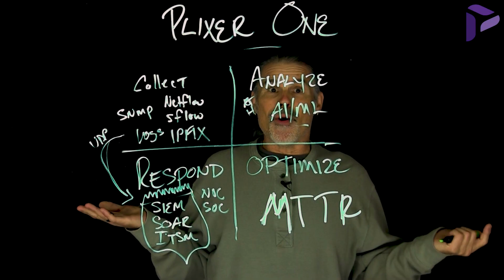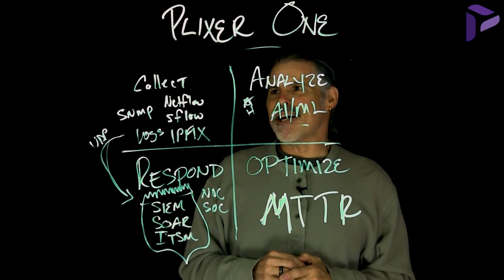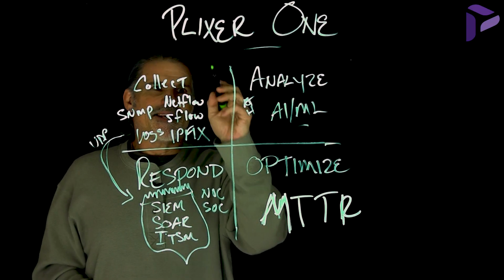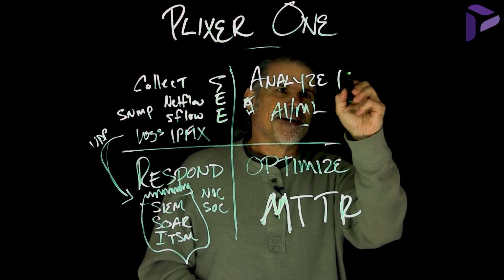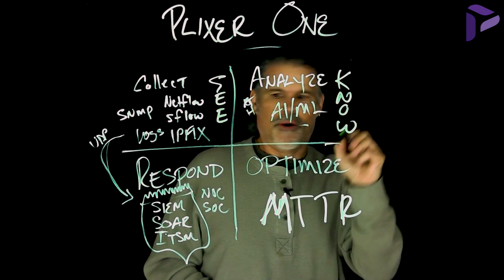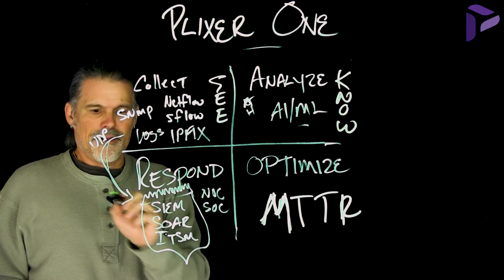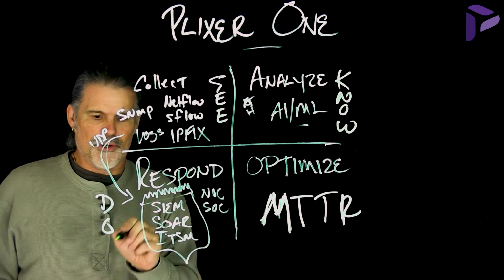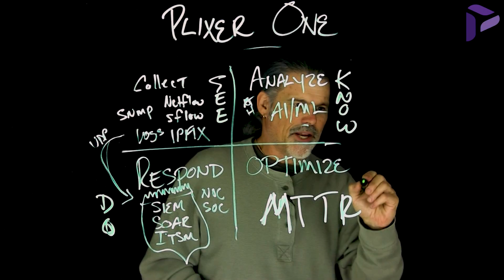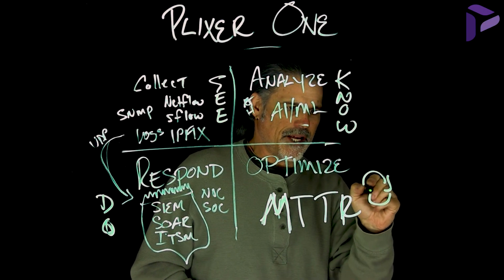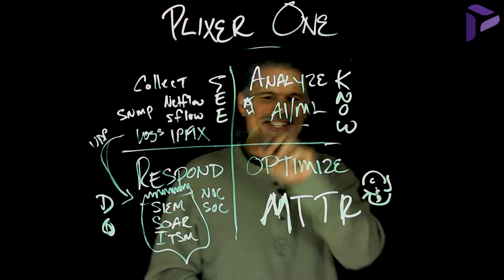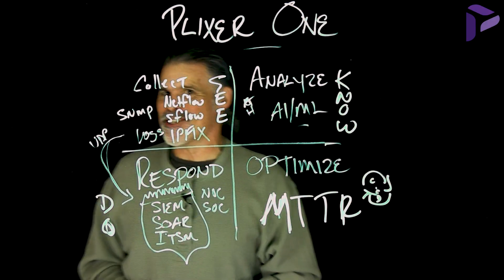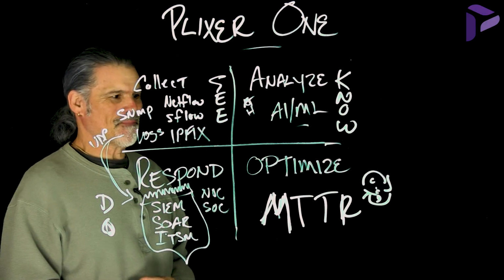And so that's how Plixer One does all this for you. This is see, know, do, and then, like any good CI/CD process, right? Just continue to optimize this all the way through.